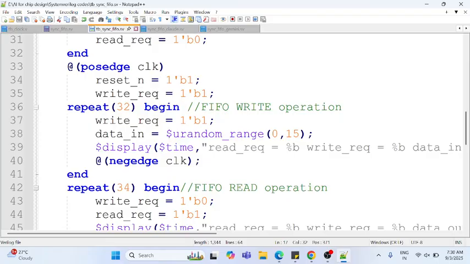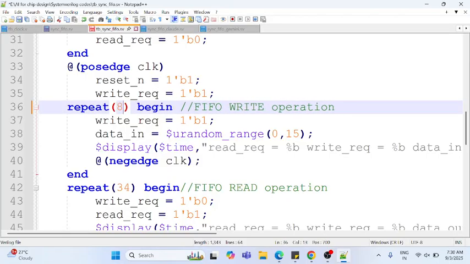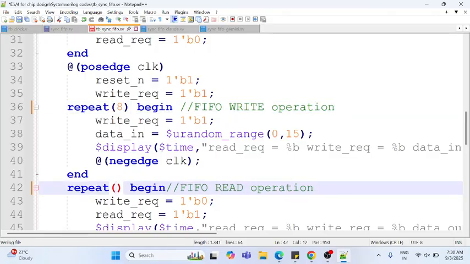Now, the first operation is writing. Write request equal to 1, repeat of 8, here I can keep it as 10, repeat of 8, write request equal to 1. Writing data, random data I am taking as data in, then I am displaying the data, read request, write request, data in, empty and full.